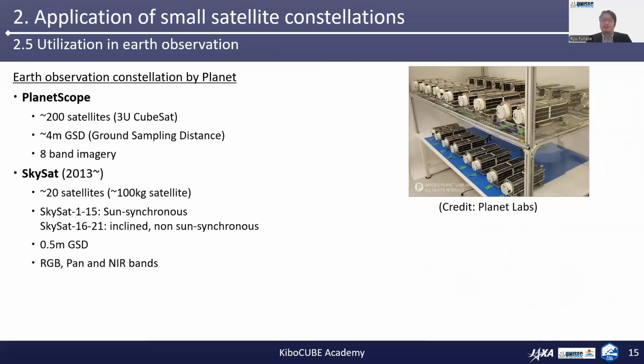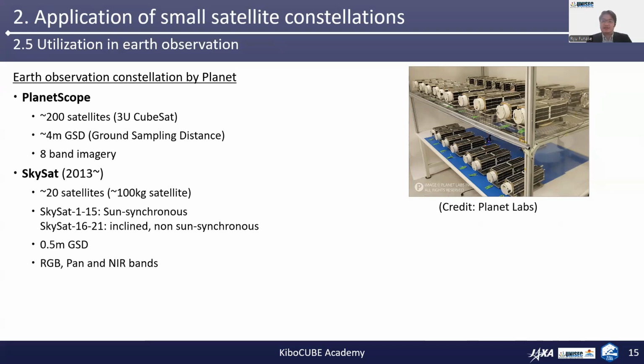Next, as a representative example of a satellite constellation for Earth observation, I will introduce the constellation by Planet. The constellation, named PlanetScope, consists of about 200 3U CubeSats and can image the entire Earth daily from low Earth orbit with a ground sampling distance of about 4 meters.